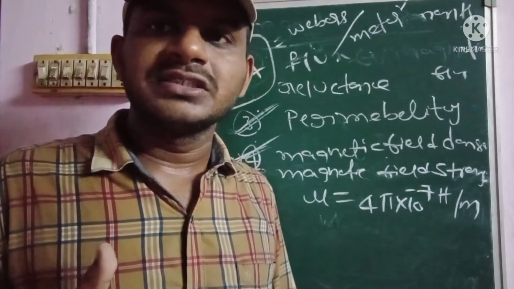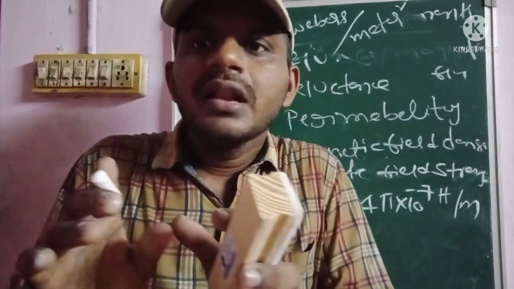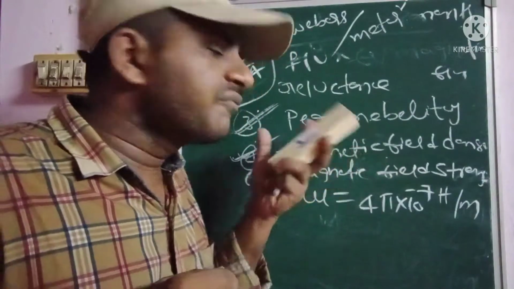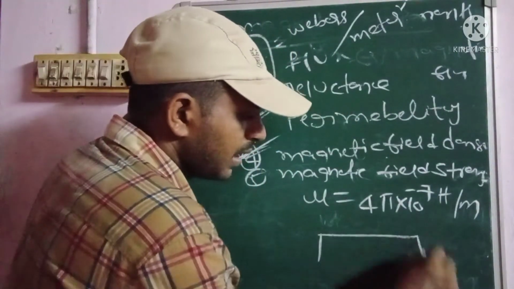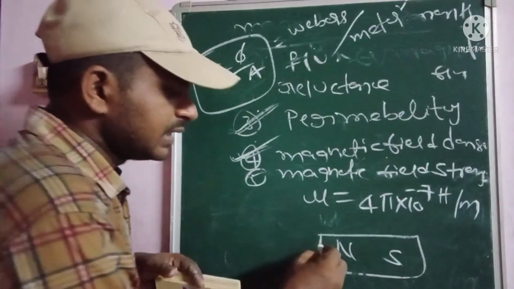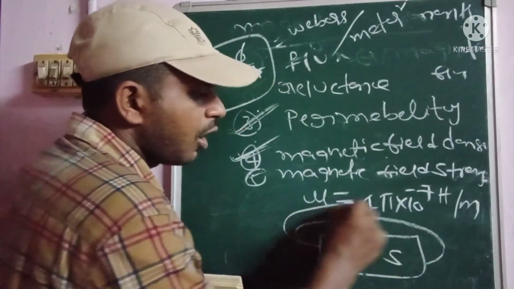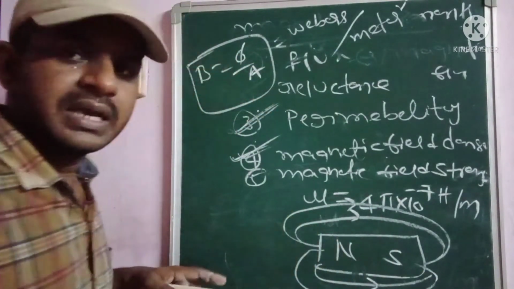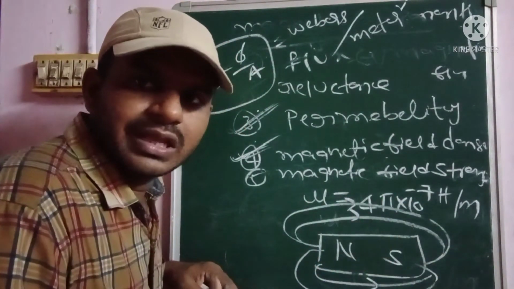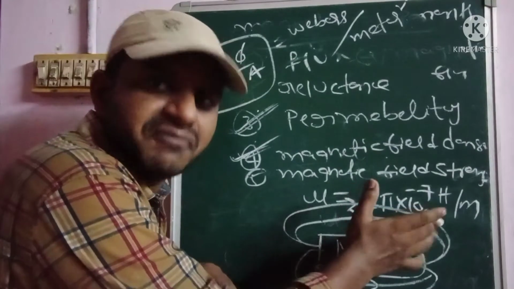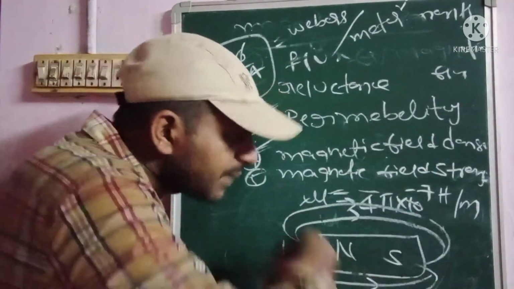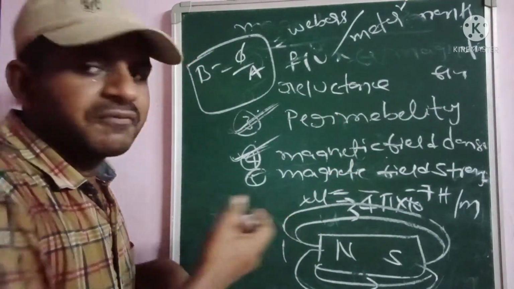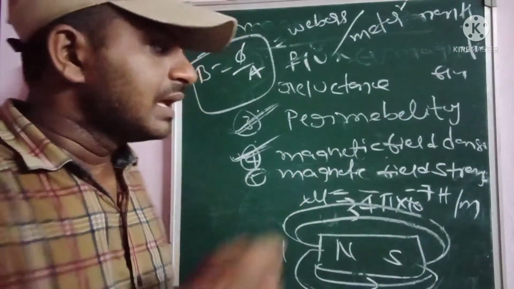Coming to the magnetic field density, simply we can call it the total flux which is occupied per unit area. Let us take the best example of one magnet. Here the magnetic lines of force go from north to south, occupying some area. The total flux occupied per unit area is called magnetic field density.